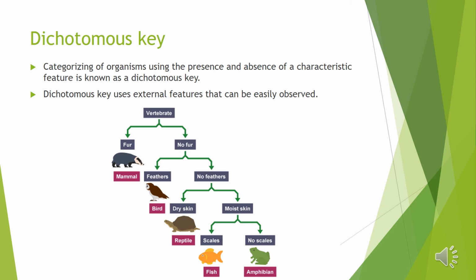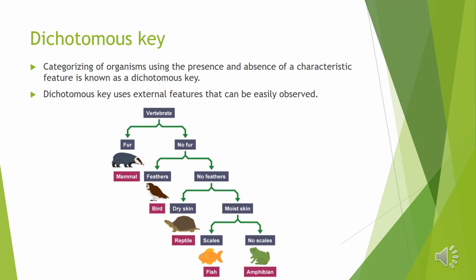Okay, so here I have given the dichotomous key for the vertebrates. Now if you go through this example, you can see there are animals which have fur, and there are animals which do not have fur. So we have given the feature that is present and the feature that is absent. The animals which have fur are called mammals. The animals that do not have fur are the other four categories, which are birds, reptiles, fish and amphibians.